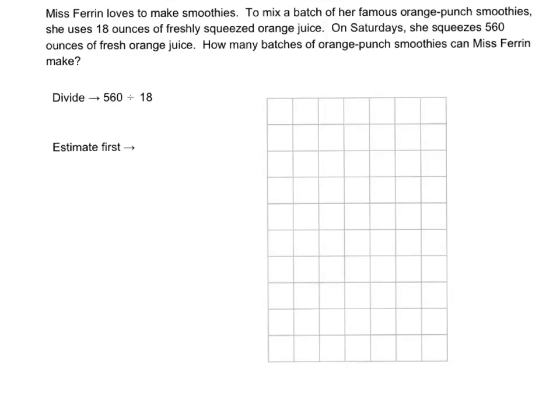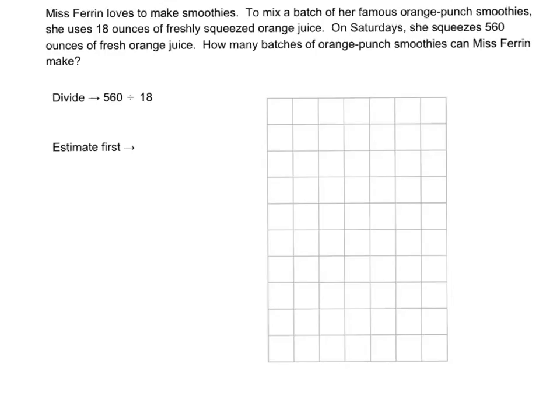So the question then remains, how many batches of orange punch smoothies can I make? So my division problem, of course, is going to be 560 divided by 18. I'm going to estimate first. In my estimate, remember from last time, I want my numbers to be easy to work with. So I don't want to have to do a separate problem.